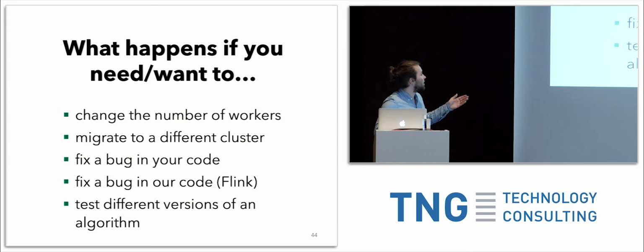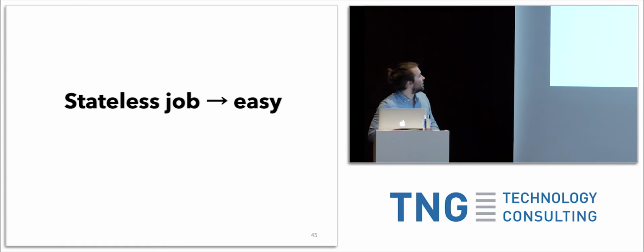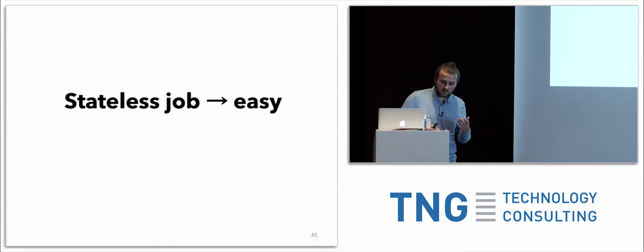And this is somewhat tricky to do, actually. But for a stateless job, this is easy. So let me explain. In a stateless job, we don't have any state in these operators. And what we can do, for example, to change the number of workers that we're running this on, is just we cancel the program, start it new on a different number of workers. And boom, done. Problem solved.